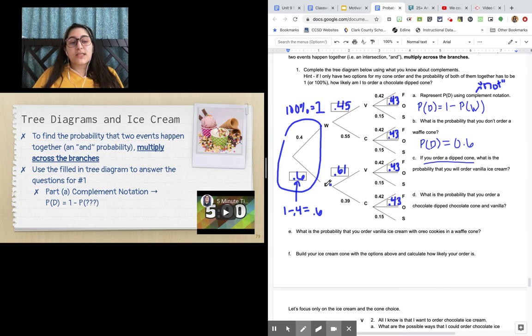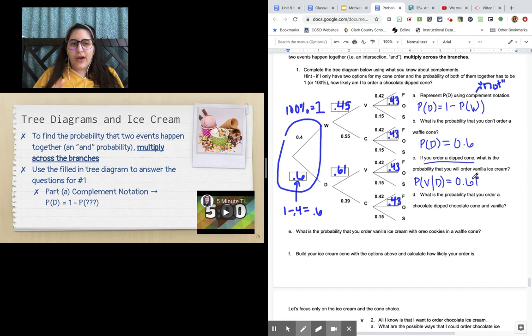Okay, so this is a conditional probability. What I'm trying to find here is what's the probability that I get vanilla ice cream given that I already know I'm getting a dipped cone, which we already calculated right here. So that probability is 0.61. Okay. All right. Part D.